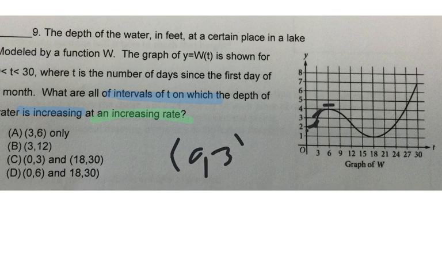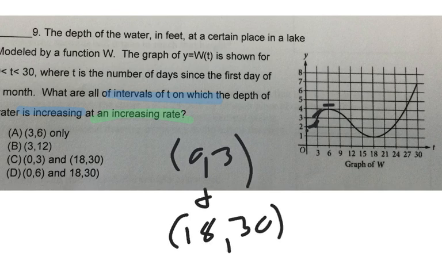Now look again, where does it start increasing again? Not until 18. The graph's going up again, and it's concave up that entire time. So it's always increasing at an increasing rate from 18 to 30. So from 0 to 3 and from 18 to 30.